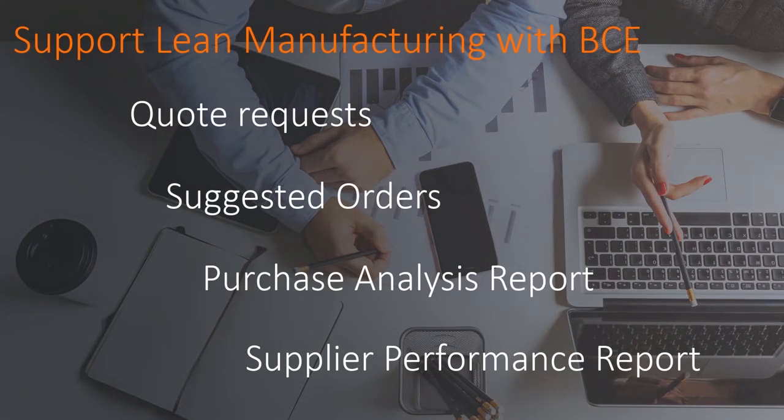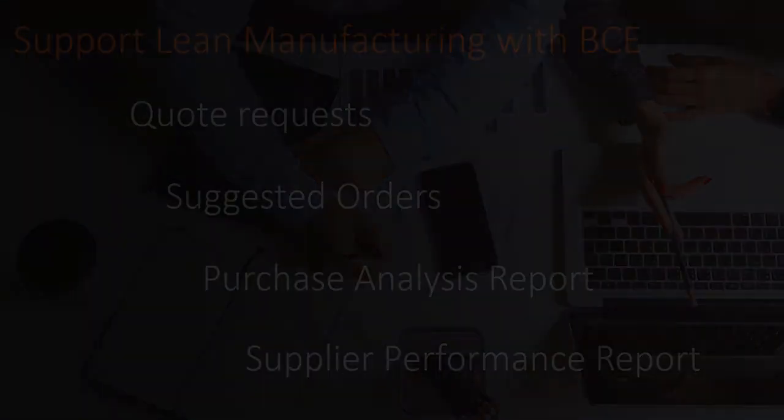Support lean manufacturing with the purchasing tools in Business Cloud Essentials. Make sure you always get the best price with quote requests. Only buy stock as and when you need it with suggested orders. Analyze your purchases with the Purchase Analysis report. And hold your suppliers accountable with the Supplier Performance report.